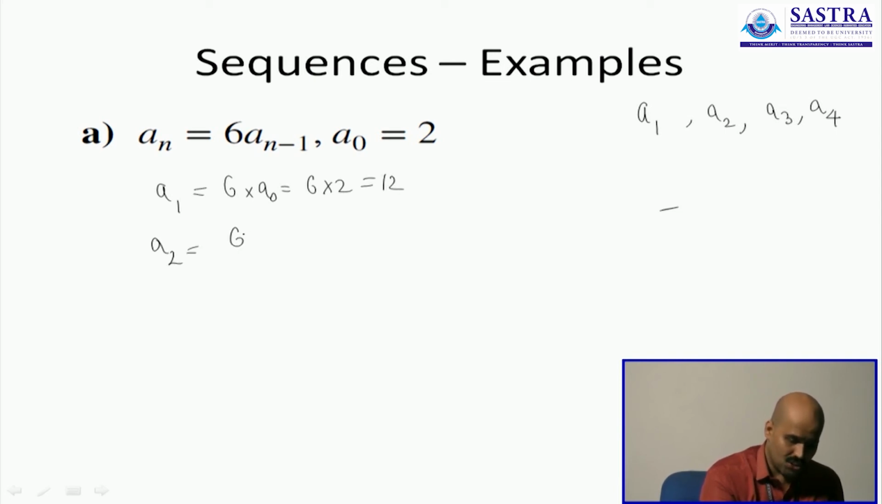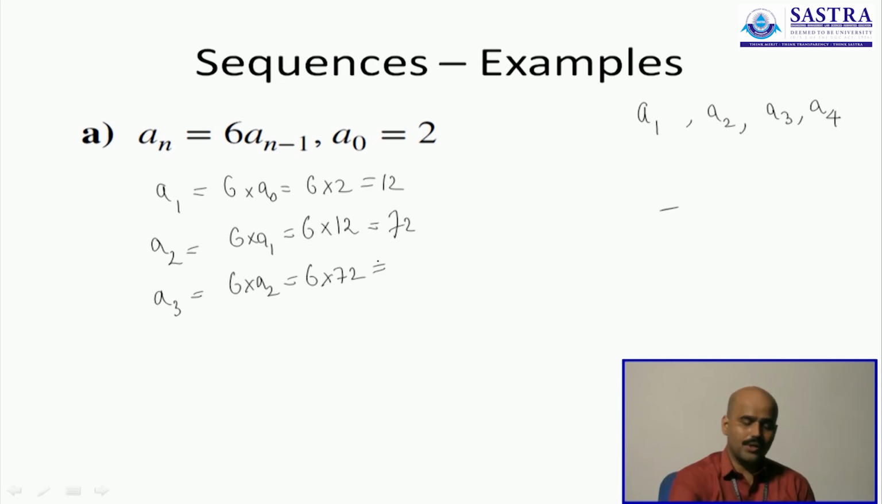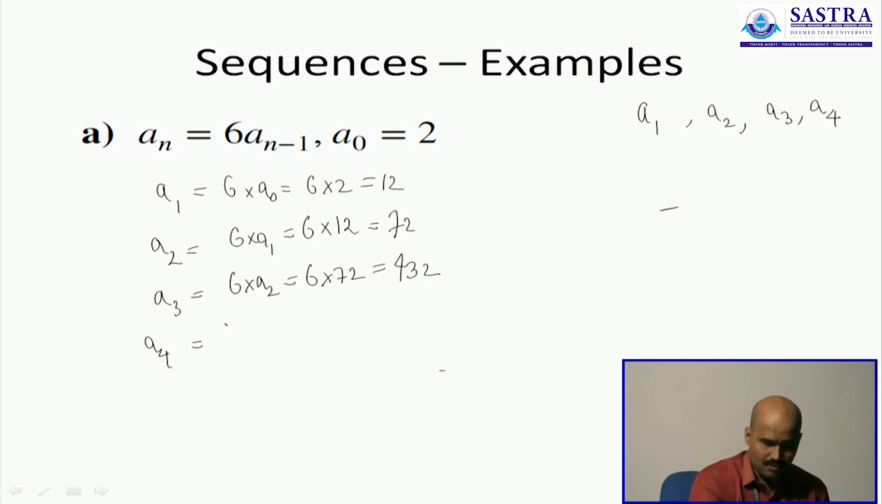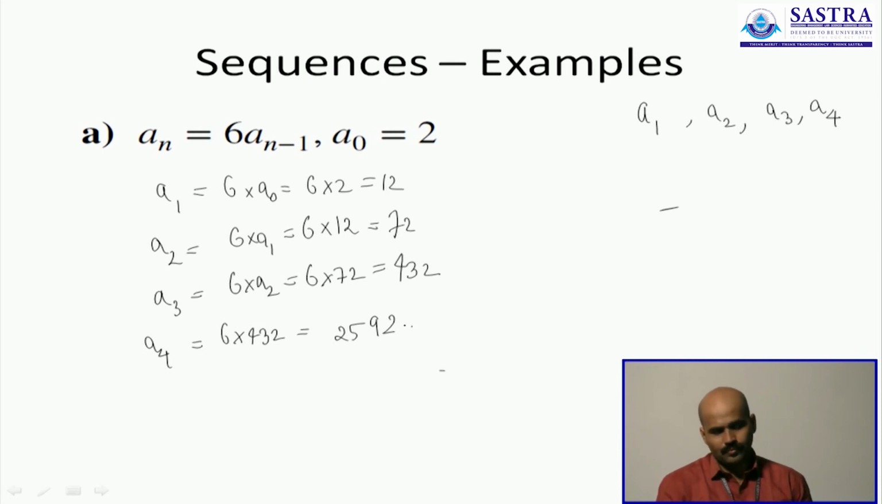A2 is 6 times A1, which is 6 times the previous answer, that's 6 times 12, which is 72. A3 is going to be 6 times A2, and A2 is 72, that is 6 times 72, which happens to be 432. A4 is going to be 6 times this 3-digit number, 6 times 432, that's 2592. So there we have the first 4 terms of the sequence defined using the given equation.